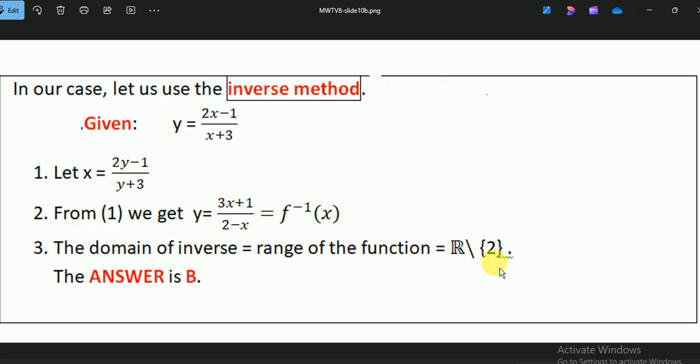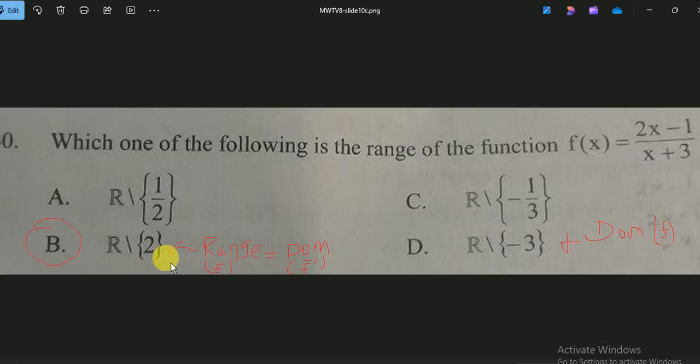But the domain of the inverse means the range of the function. So we take all real numbers but 2 as the range of the original function, which is choice B.